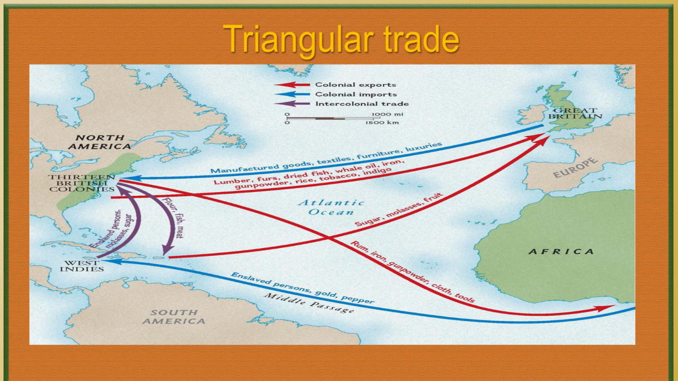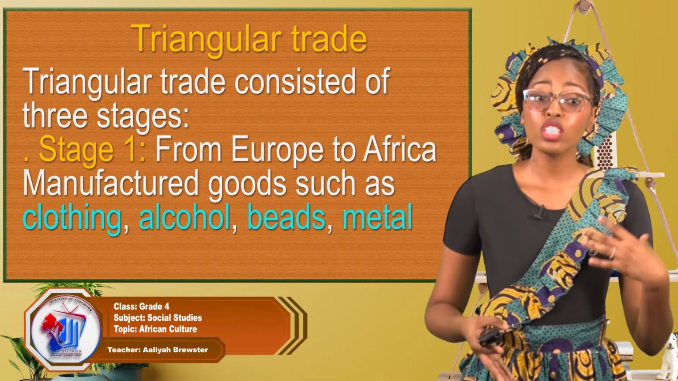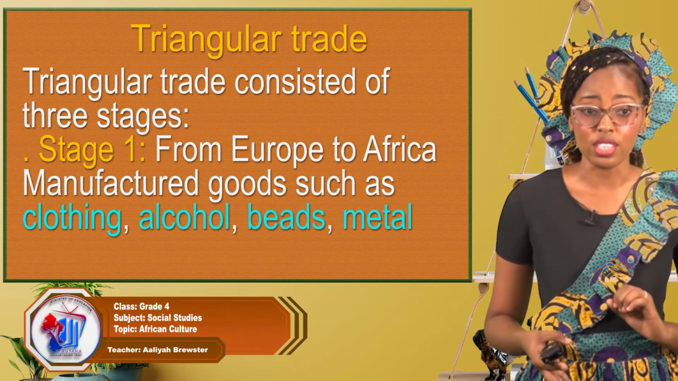The process that was responsible for transporting Africans to Guyana is the triangular trade. The triangular trade existed between Europe, Africa, and the Americas. The triangular trade was given its name due to the shape that the voyage created between Europe, Africa, and the Americas. The triangular trade consisted of 3 stages.